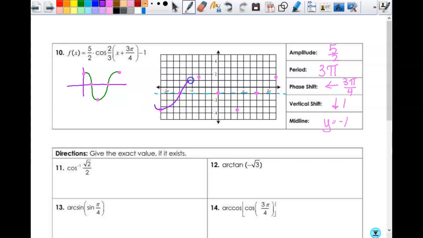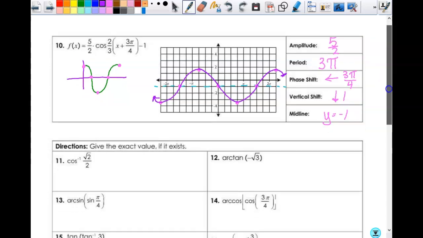Then sketch that in. It is a curve. It is not a zigzag. And there's your graph. Okay.